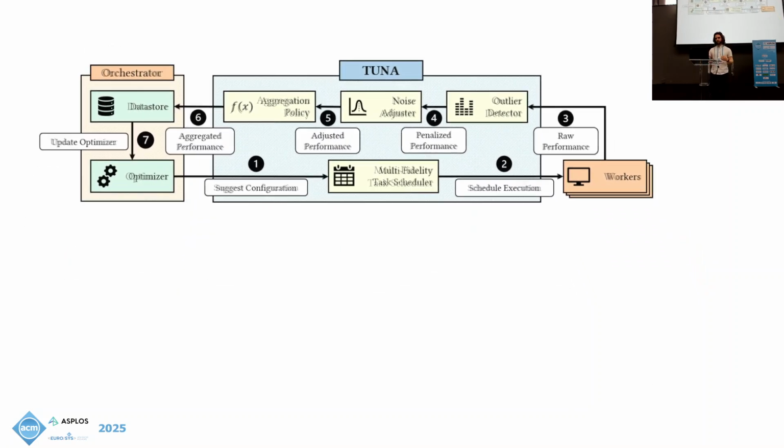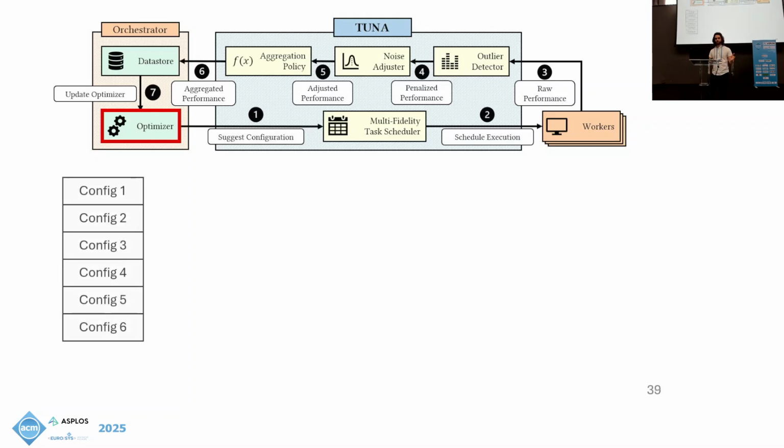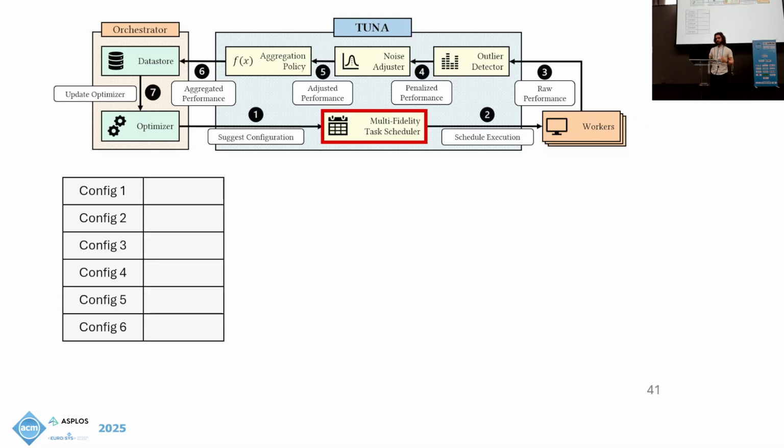So going through an example loop, we'll start with the optimizer, and we'll suggest a few configurations. So we'll start with 6 configurations that we suggest. We will then move to the scheduler, which will then decide which VMs we should be deploying these configurations on. We can then run the configurations on these workers, collecting some throughput measurements in this case, and so we'll have some numbers fill in.